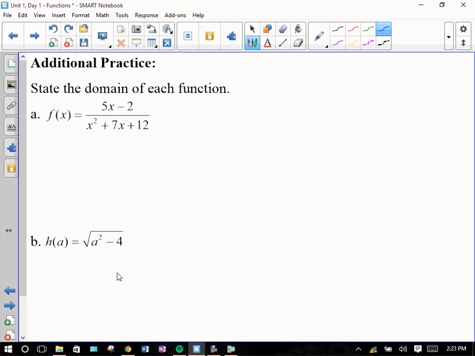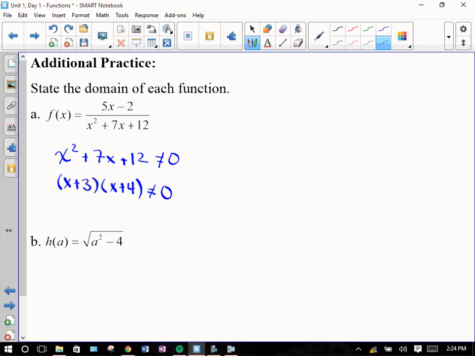So, we just said that my denominator can't be equal to 0. So, x squared plus 7x plus 12, that can't be equal to 0. What did you guys just become masters at? Factoring, right? So what we're going to do here is factor this real quick. This factors into (x plus 3) times (x plus 4). That can't be equal to 0.